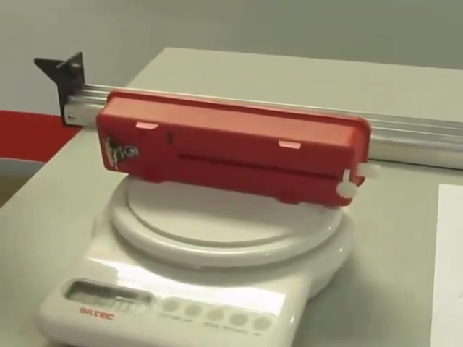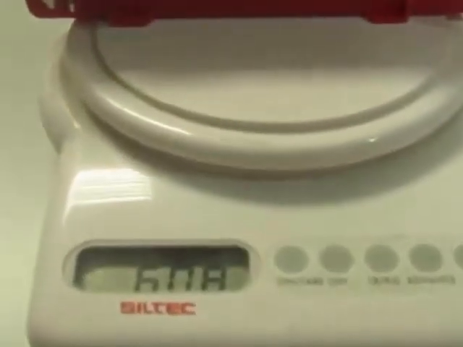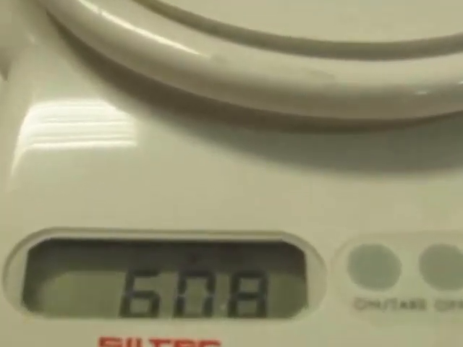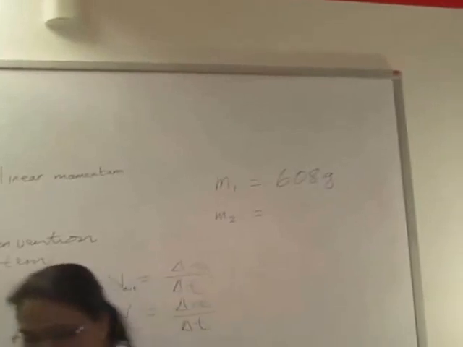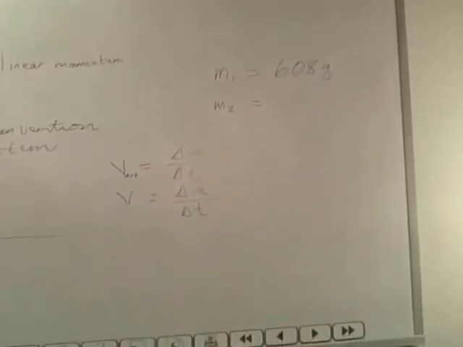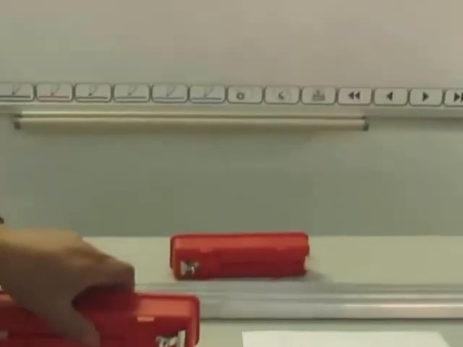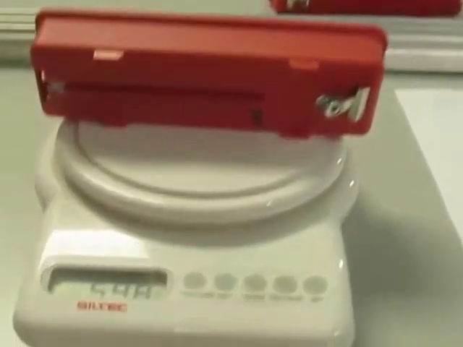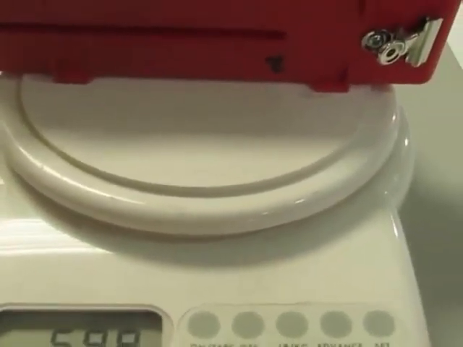This is trolley number 1, and its mass is 608 grams. So I'm just going to write that. 608 grams. And then we measure the mass of trolley number 2, which is 598 grams.